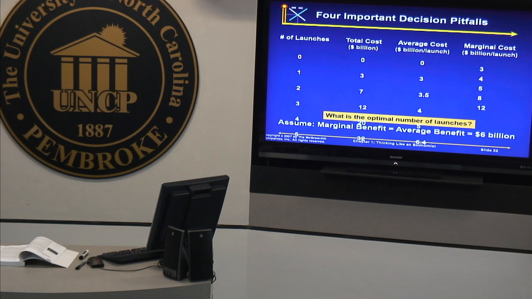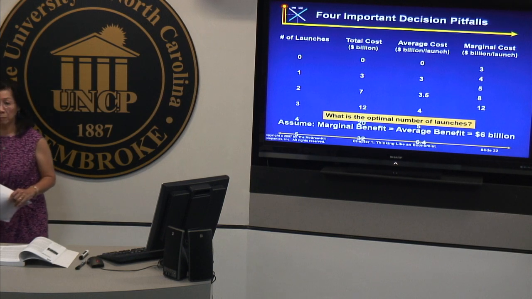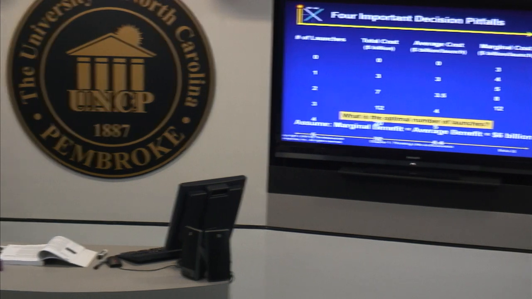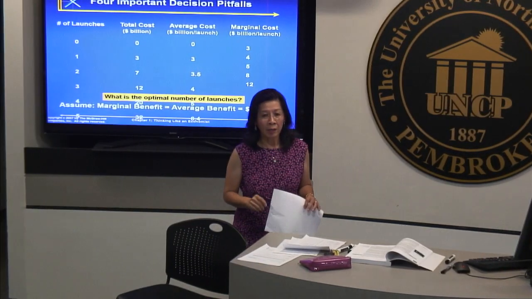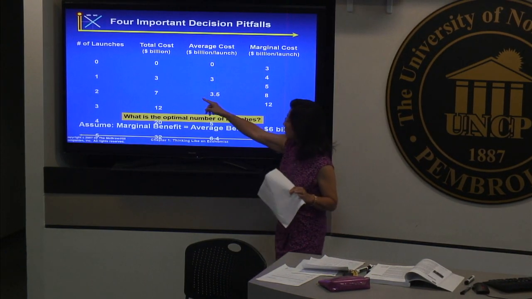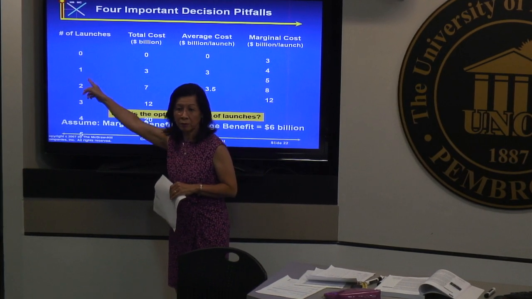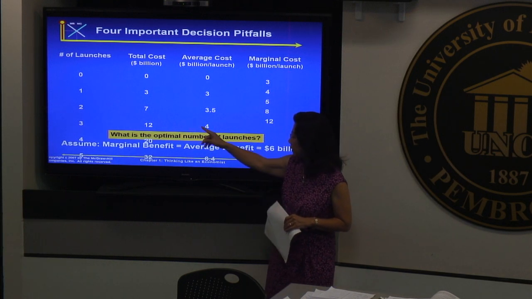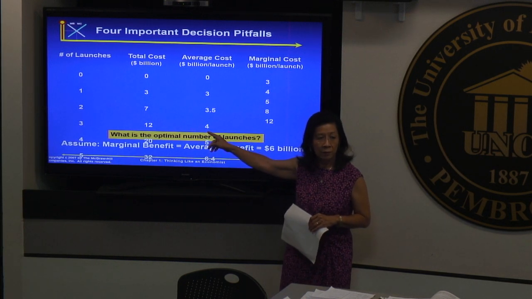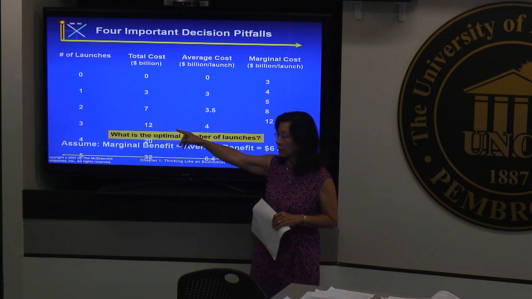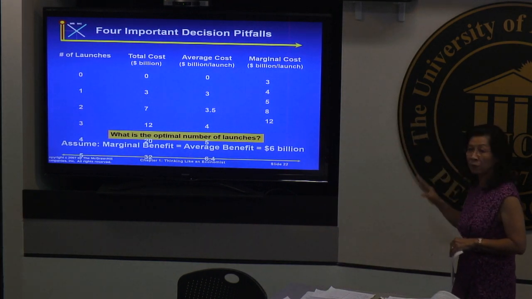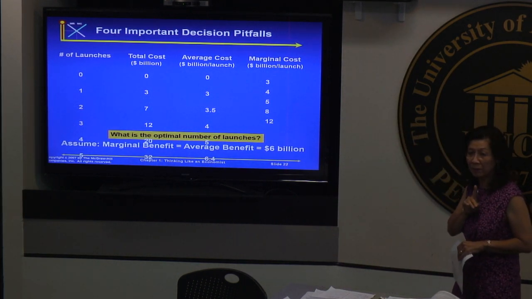Screen is too big, but so 4 launches would be 20 billion. And we knew that from the previous slide. Okay, what about average cost? How do we get this column? Anybody? For example, how do we get 3? You take the total cost divided by the number of units. So 3 divided by 1, you get 3. Got it? Okay, come down, how do you get 4? Take total cost of 12 divided by 3 launches, you get 4. Very good. So far, so good. That's how you do the average.